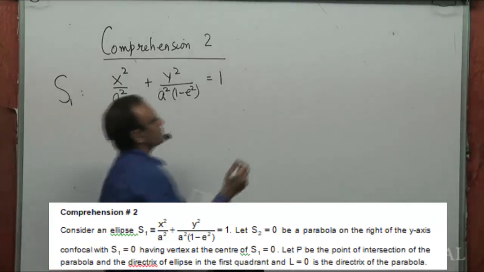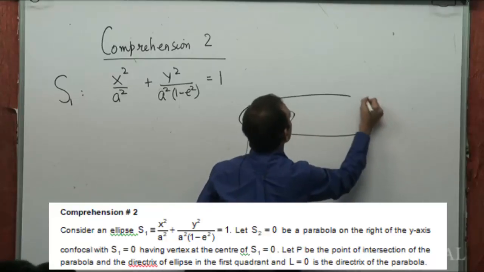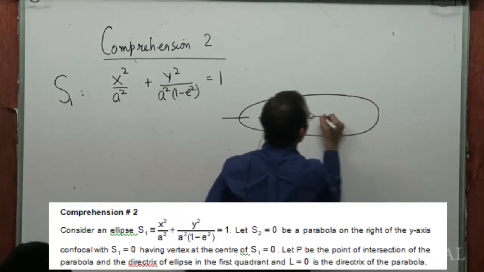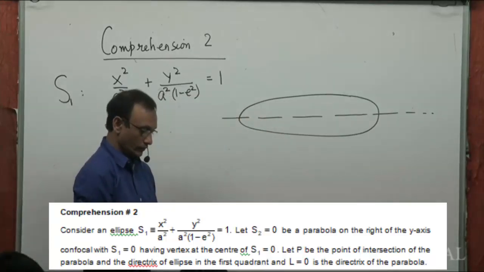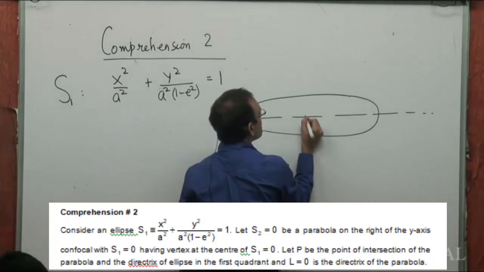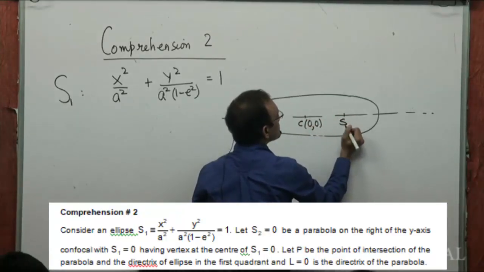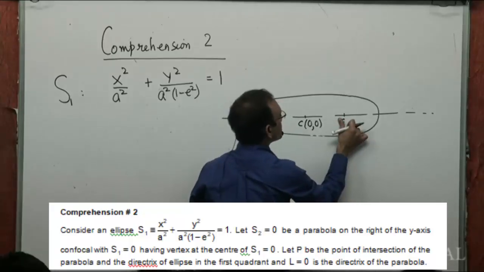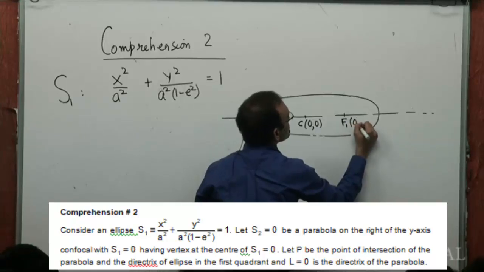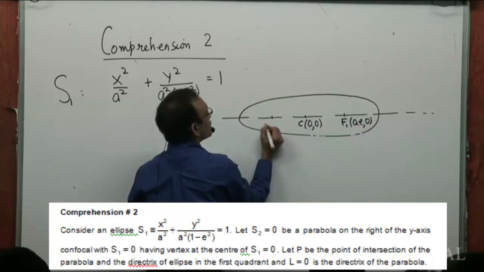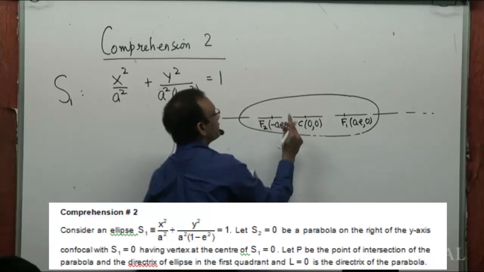There is a parabola, but first let me draw the ellipse. This is the ellipse. This is the major axis of the ellipse. The center of this ellipse is very clearly 0, 0. One focus, let me call them F1 and F2, since S and S prime have been used in a different context here. So F1 is (ae, 0), one focus. The other focus F2 is (minus ae, 0).